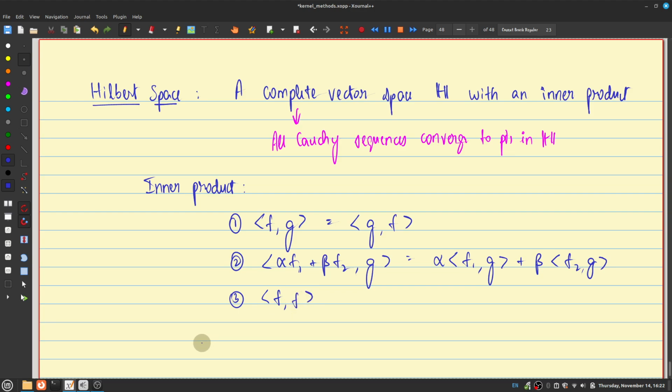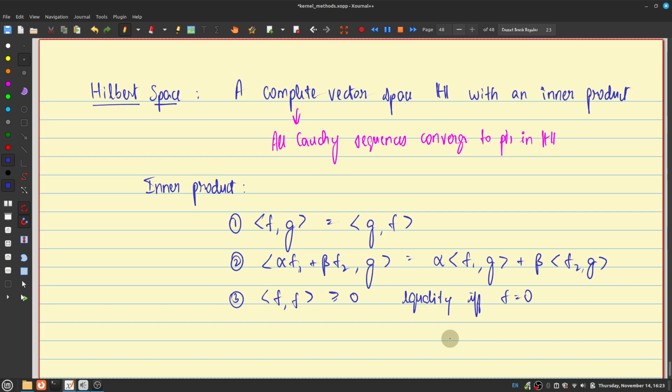And the inner product between an element f with itself is always greater than or equal to 0, with equality if and only if f is the zero vector, right?